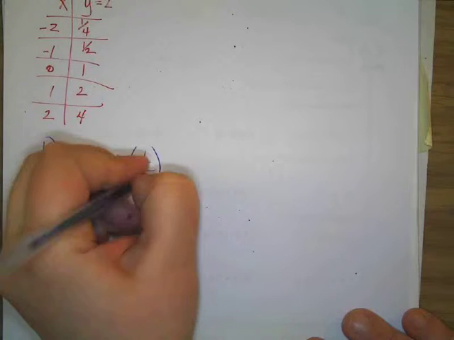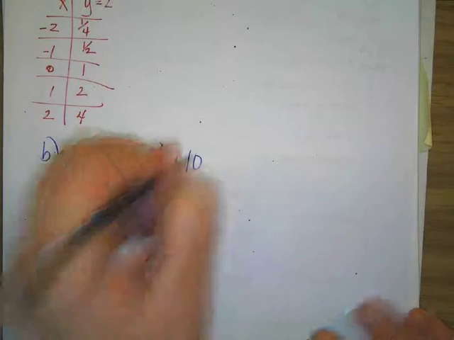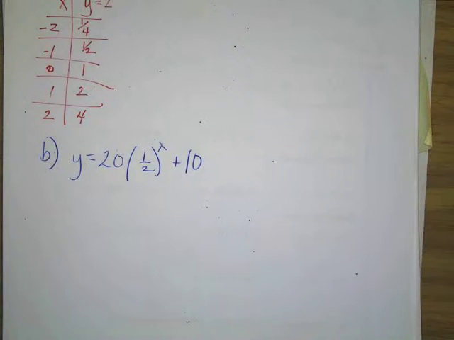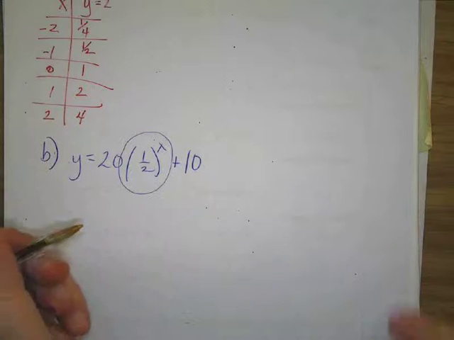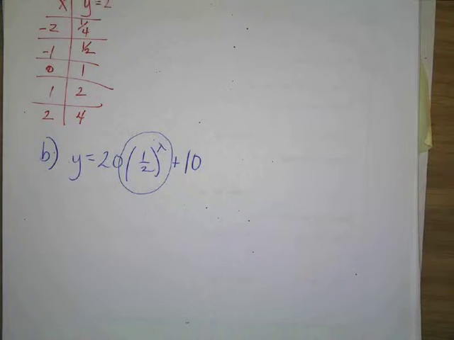Here, we're going to mix it up on you. So, let's talk about this. The parent function is this guy right here. So our parent function is 1/2 to the x. I'm not 100% sure what that looks like right now in my head. So let's figure out what the parent function looks like, shall we?